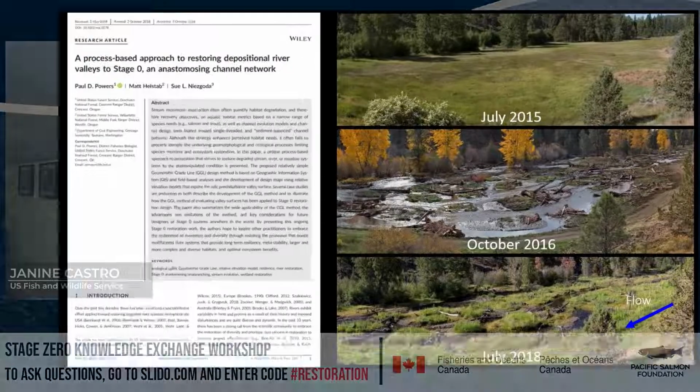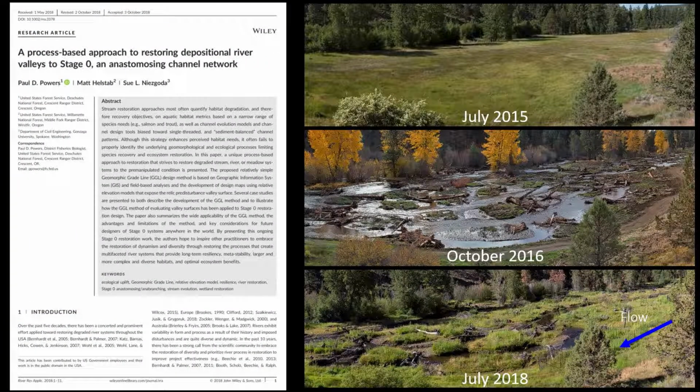And all of that work culminated in 2018 with a paper from Paul Powers, Matt Hellstadt, and Sunise Goda, and you'll hear from Paul here in a little bit, on a process-based approach. So one of the things that I can credit myself for in this whole process is that in 2013, the Cluer and Thorne paper came out. And one of the folks with the Forest Service, I think it was Kate Meyer maybe, came across the paper and said, hey, I found this paper. Stage 0, that is what we're doing. We are doing stage 0 projects. They were doing this type of work, but it didn't really have a name.